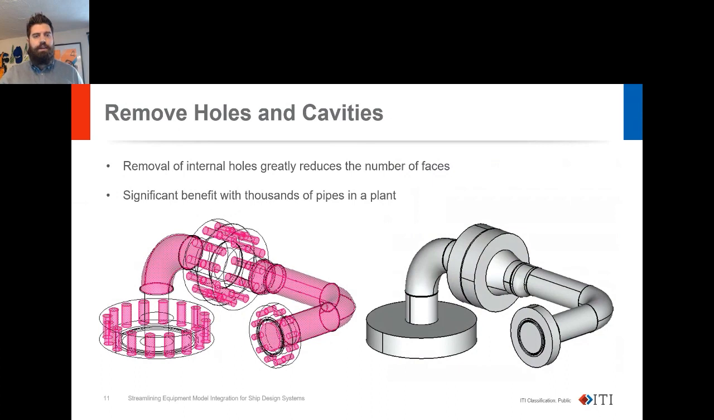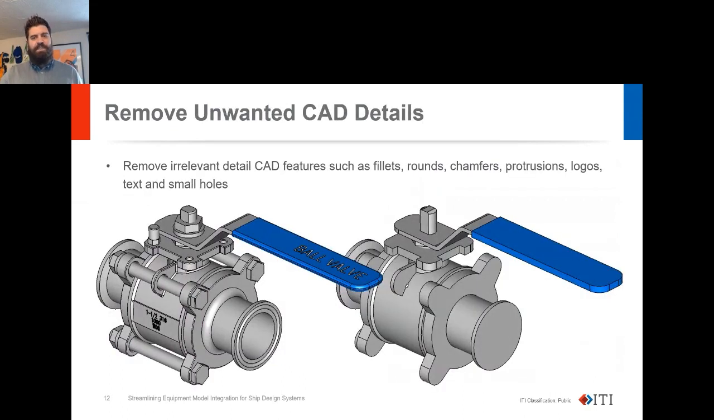And then it's also quite likely that there's a huge number of pipes and therefore internal holes, which aren't necessary for plant design. You don't necessarily need to know the internal diameter of a pipe for clash detection or visualization. So removing these can have a massive impact on the overall file size as well. And then you've got other bits and pieces. So surprisingly, logos and text contains a lot of data. So doing something as simple as removing where it says ball valve can make a huge difference. But then there's other things like chamfers, rounds, protrusions, which can also just be really simple ways of reducing data.